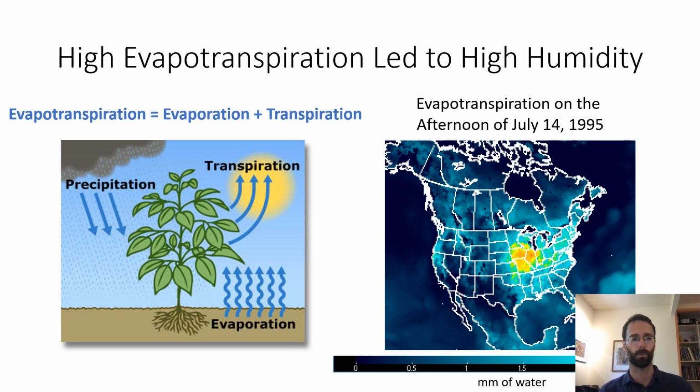This can happen when water evaporates from, for example, the soil on the ground. This would be called ground evaporation. It can happen from lakes and oceans. It can also happen when water is transferred from the soil through plants and then out into the atmosphere, and that's called transpiration. So evapotranspiration is the combination of evaporation and transpiration. I'll discuss transpiration in more detail in a bit. That's a really critical process for this talk.